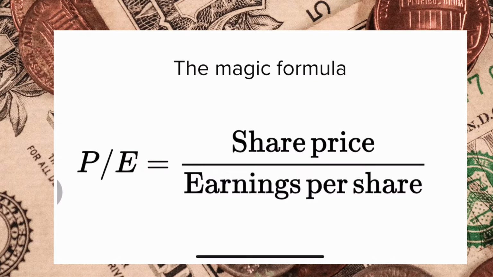So here's that formula, the magic formula for the PE multiple. It's the share price over the earnings per share. So basically, it's what you're paying by what you're receiving for what you're paying.